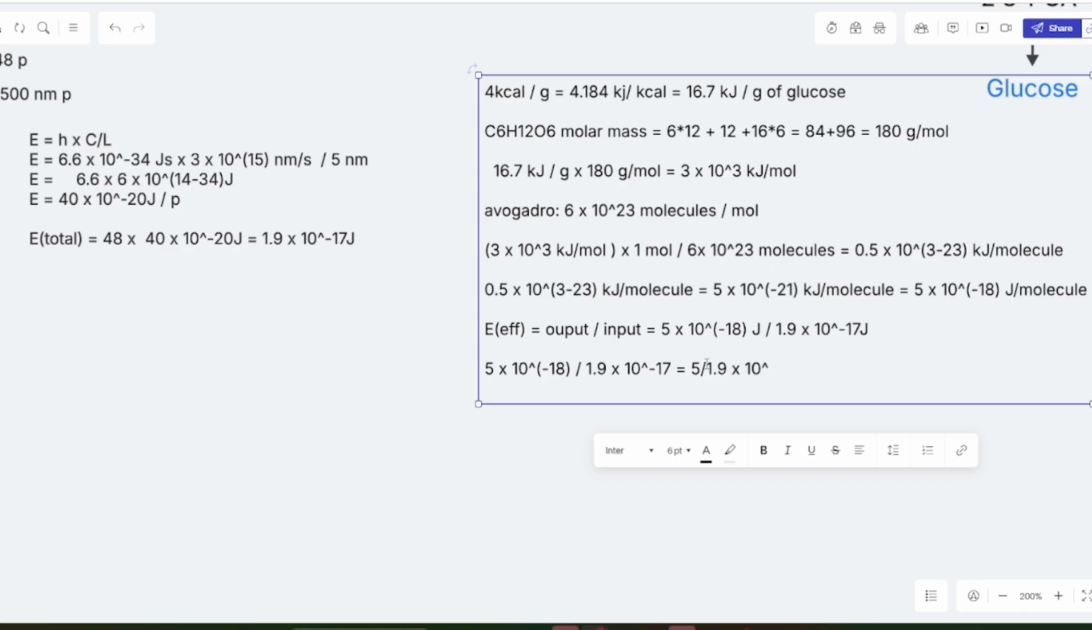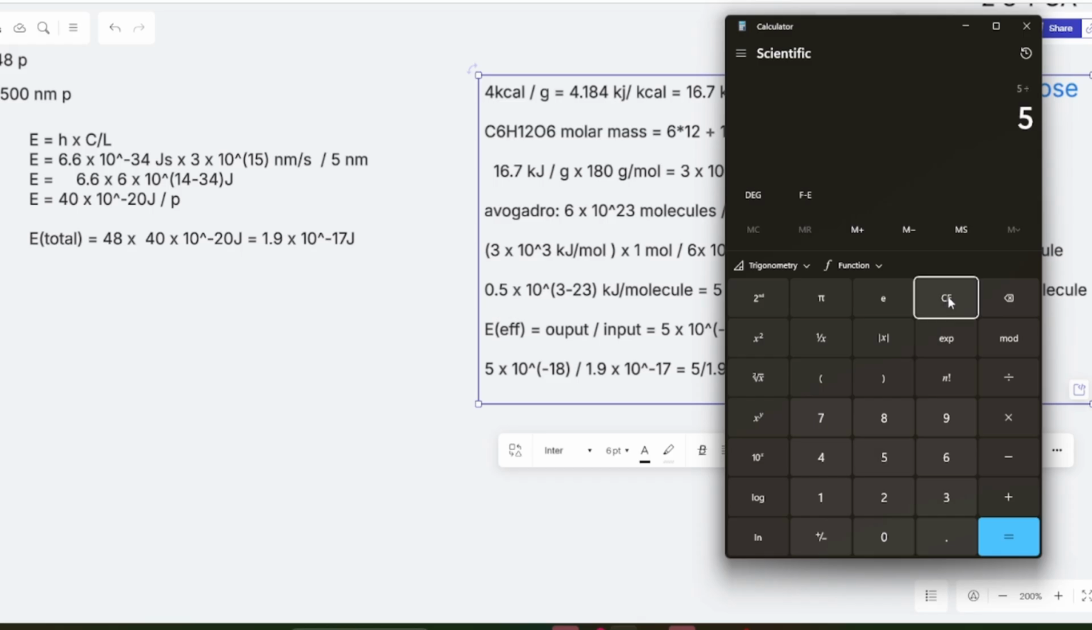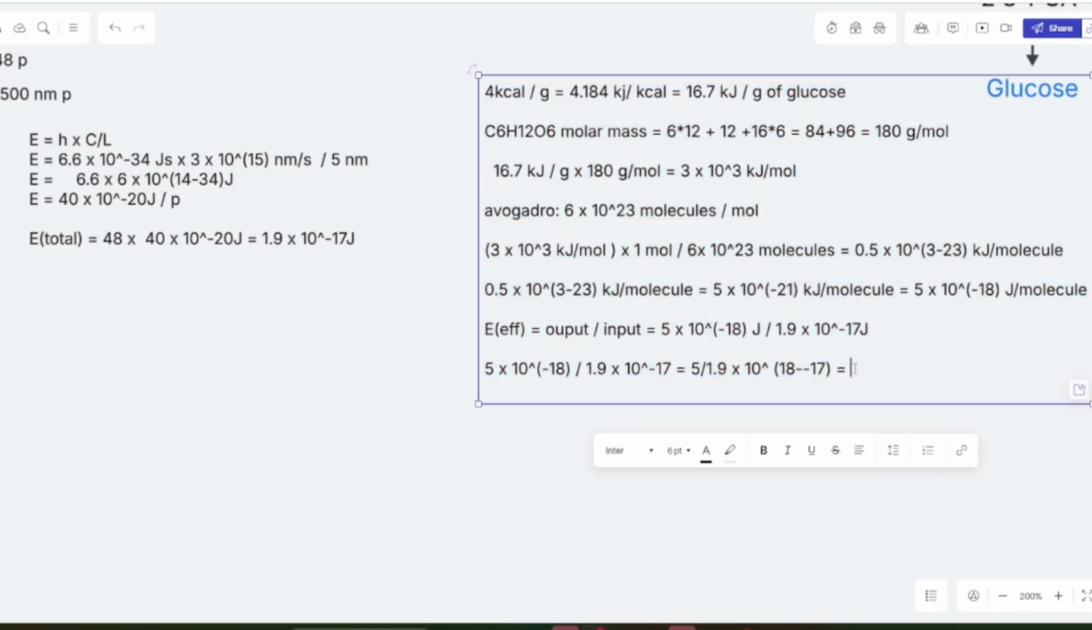Times 10 to the 18 minus 17 equals 5 divided by 1.9. 5 divided by 1.9 is 2.6. 2.6 times 10 to the, sorry, this is supposed to be minus 18. Minus 18 plus 17 is going to be minus 1, 10 to the negative 1, which is the same as 0.26.